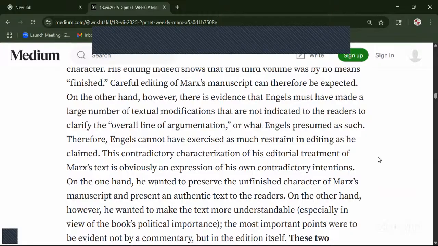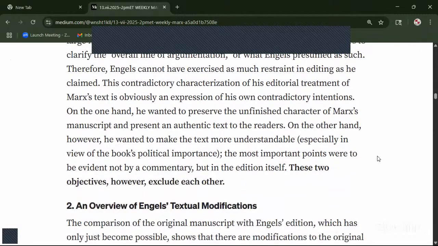This contradictory characterization of his editorial treatment of Marx's text is obviously an expression of his own contradictory intentions. On the one hand, he wanted to preserve the unfinished character of Marx's manuscript and present an authentic text to the readers. On the other hand, however, he wanted to make the text more understandable, especially in view of the book's political importance. The most important points were to be evident not by a commentary, but in the edition itself. These two objectives, however, exclude each other.